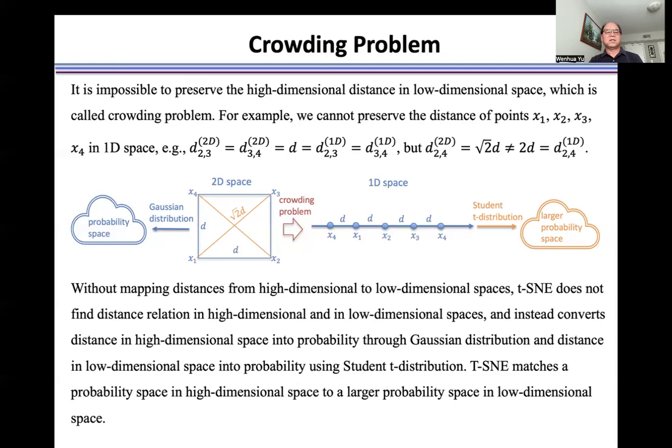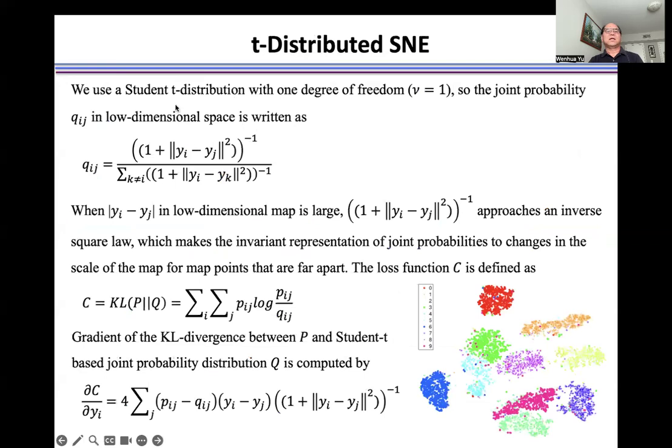Instead, it converts the distance in high-dimensional space into probability through a Gaussian distribution, and the distance in low-dimensional space into probability using the Student t-distribution. t-SNE matches the probability space in high-dimensional space to a larger probability space in low-dimensional space. We use the Student t-distribution with 1 degree of freedom. Mu is 1. So the joint probability Qij in low-dimensional space is written as here.